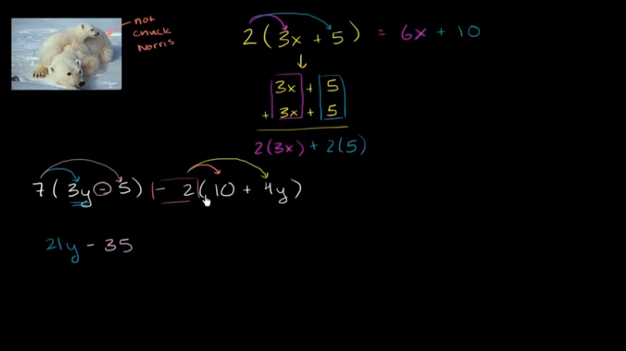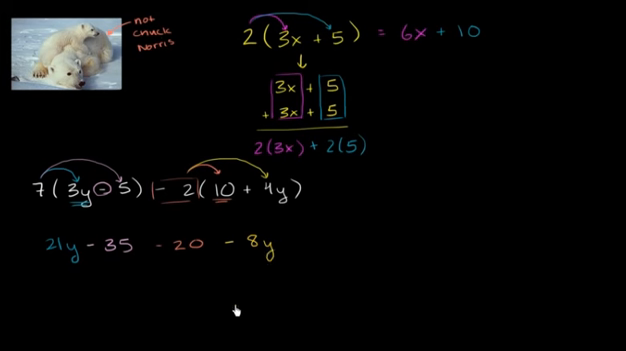So negative 2 times 10 is negative 20, so it's minus 20 right over here. And then negative 2 times 4y, negative 2 times 4 is negative 8, so it's going to be negative 8y. So let's write a minus 8y right over here.